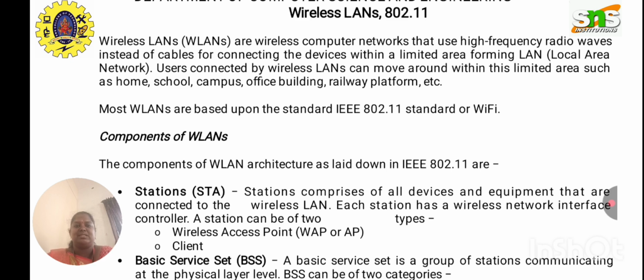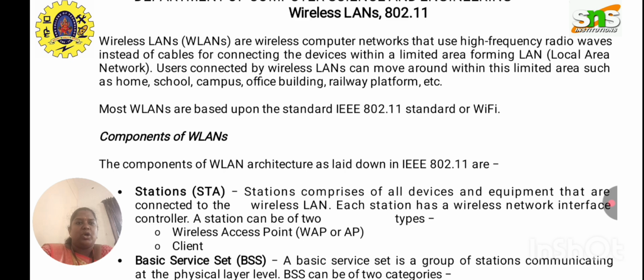Virtual LAN means it is on wireless computer networks. We are having high frequency radio waves instead of cables for connecting the devices within a limited area. The user connected by wireless LAN can move around within the limited area, such as home, college, office buildings, banks, and any other places.